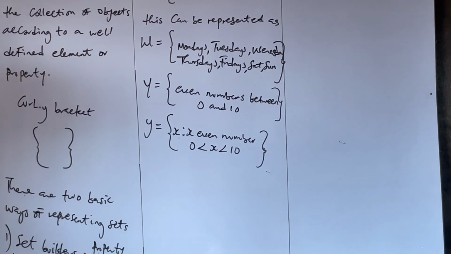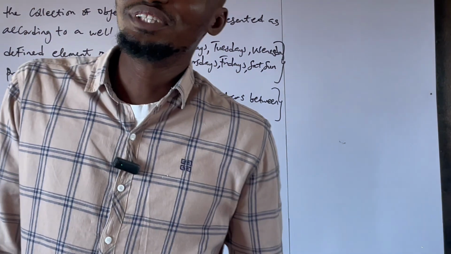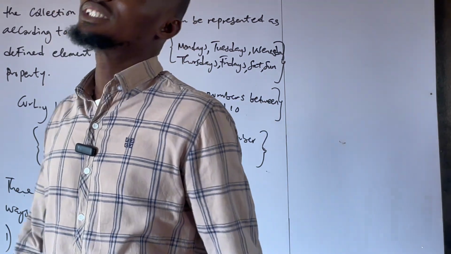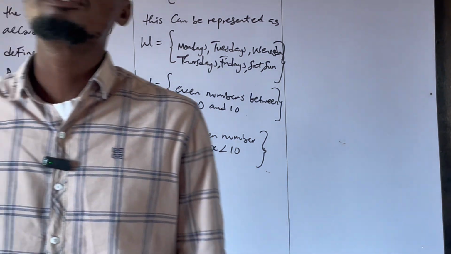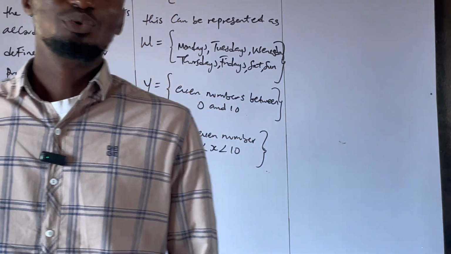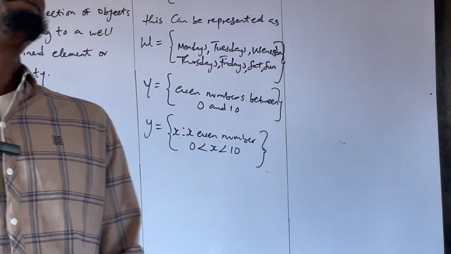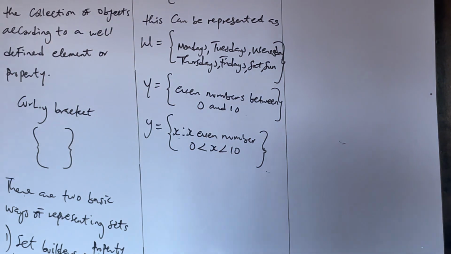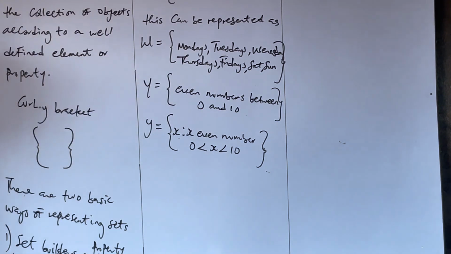Another thing I want us to go into is types of sets. We have many types of sets. We have infinite and finite sets. We have equivalence and equality sets. We have subsets and supersets. We have set of sets. We have power sets. We have comparability sets. But let's start with finite and infinite sets.